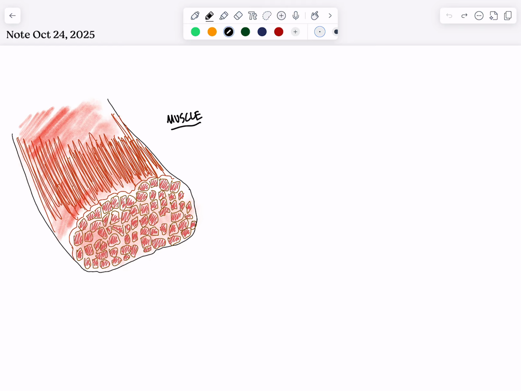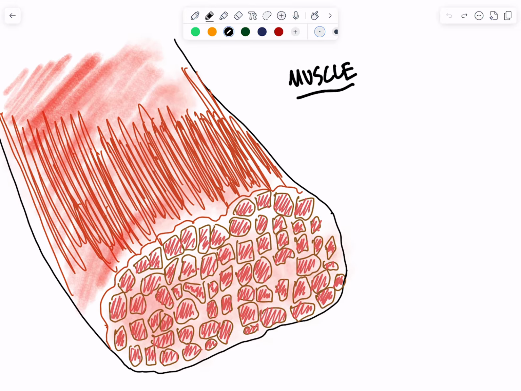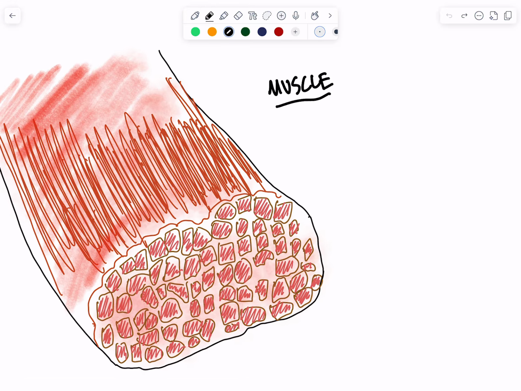Dr. Welch has reached out to me to walk you guys through the microscopic anatomy of muscles. So that is exactly what we're going to do here. First we have a muscle. If you notice, these muscles are made up of these small circular, square-type things, and these are called fascicles. So muscles are made up of fascicles.